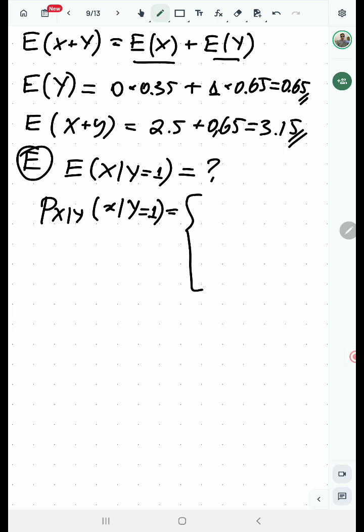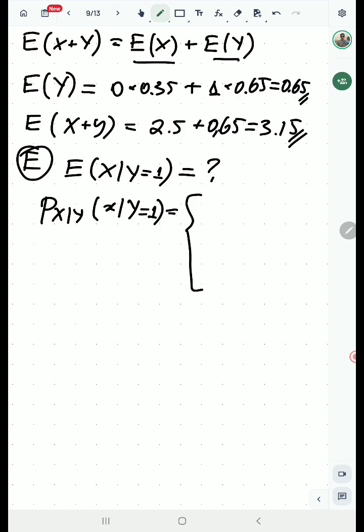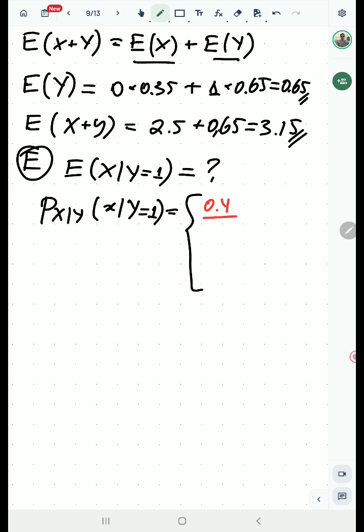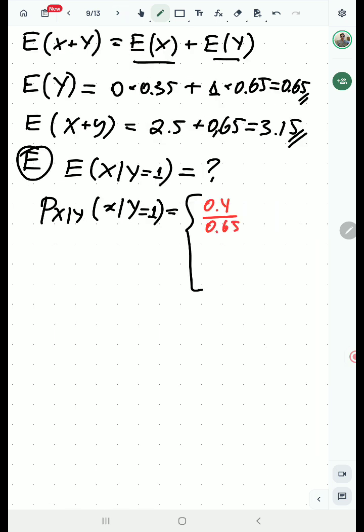So whenever y is 1, x can take the value of 2. The joint probability of x being equal to 2 and y being equal to 1 is 0.4 here, right? So this is the probability that x is 2 and y is equal to 1. Remember, we have fixed y to 1. So this is 0.4. We have to divide by the probability of y being equal to 1, because that is the definition of the conditional probability mass function. The probability that y is equal to 1 is 0.65. So this is 0.4 over 0.65 if lowercase x is equal to 2.